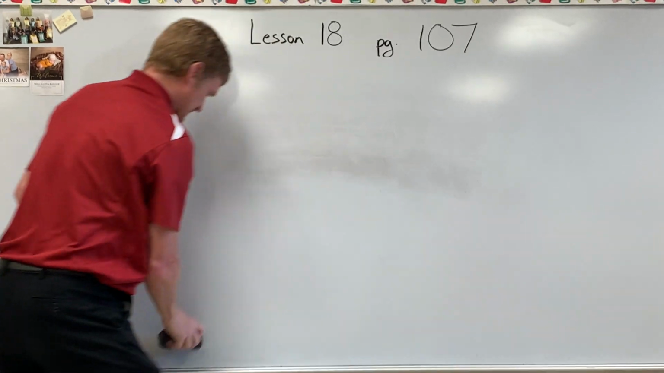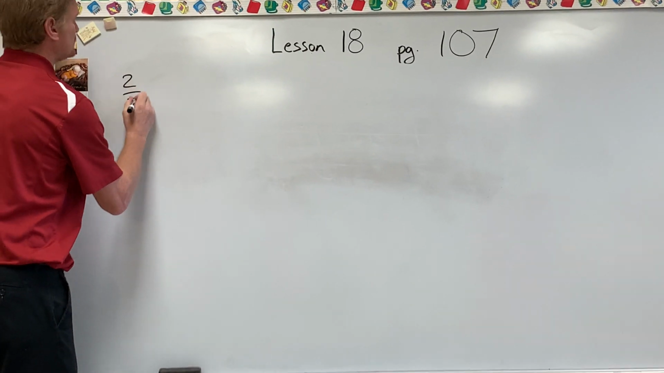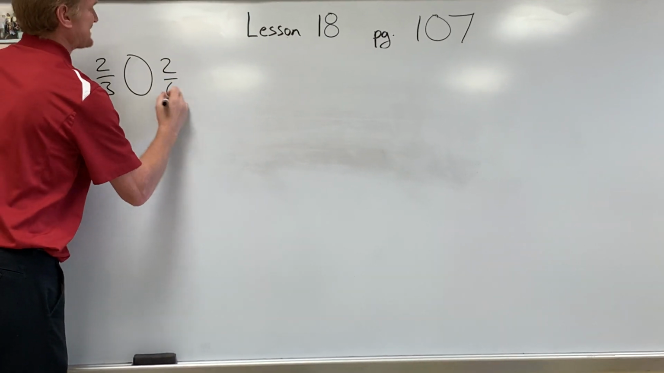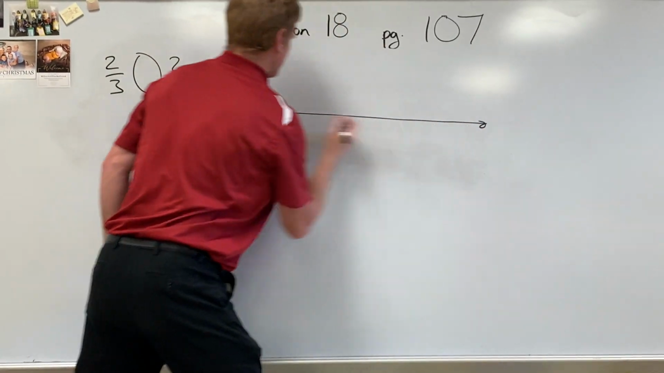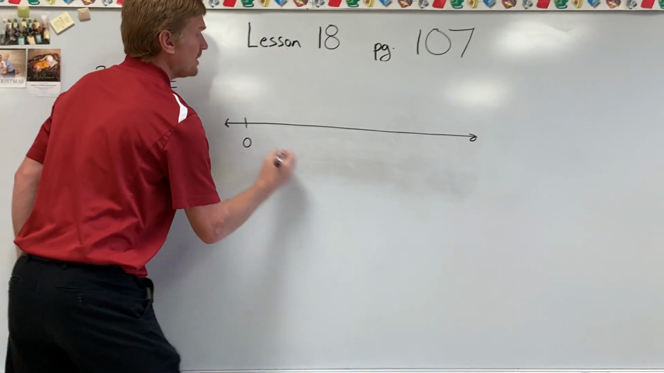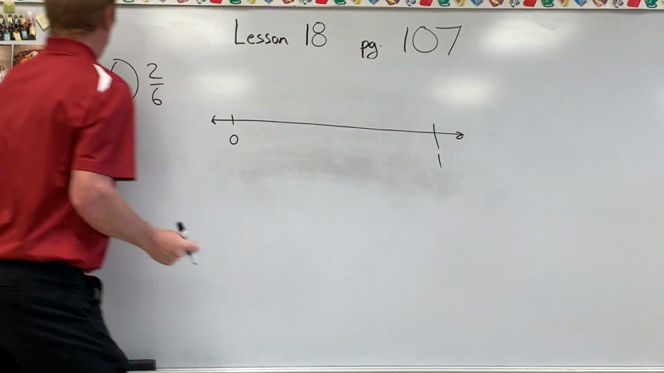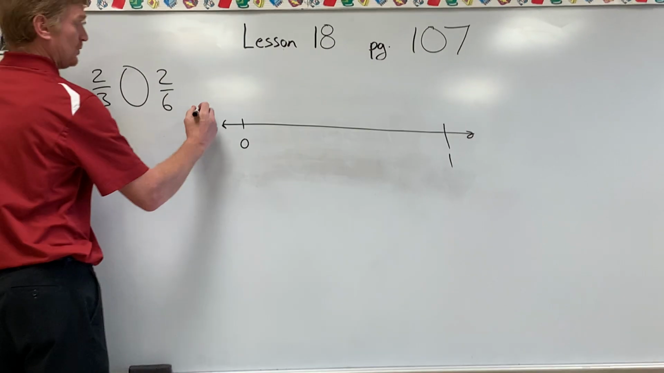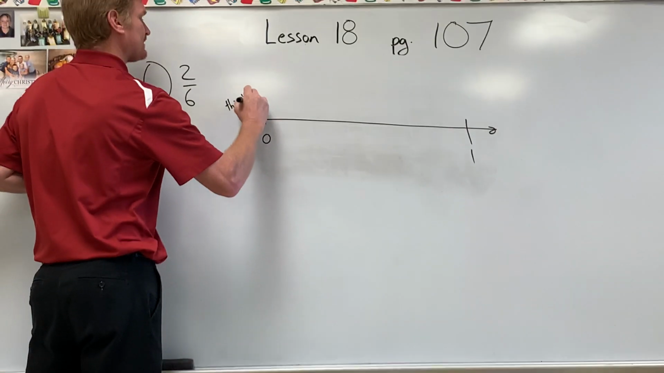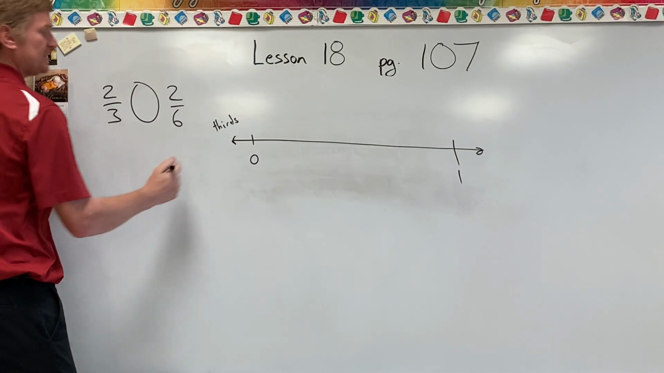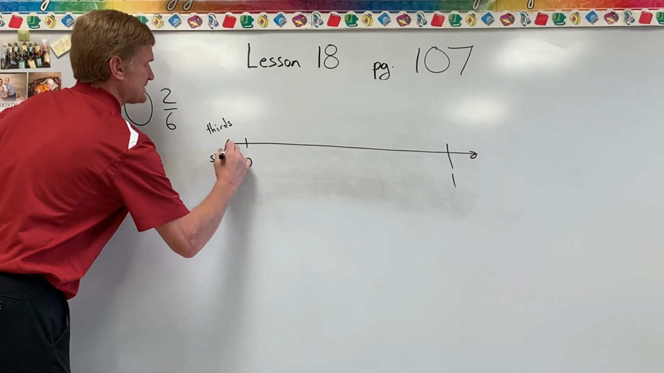2/3. 2/3 to what, Mrs. Nutter? 2/6. 2/3 to 2/6. Again, same number line. Starting at 0, ending at 1. And you're going to break the top into thirds. Then after you've broken them into thirds, you're going to break them into 6.